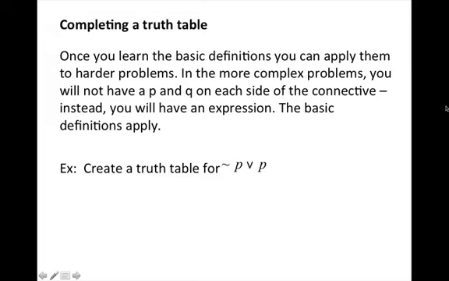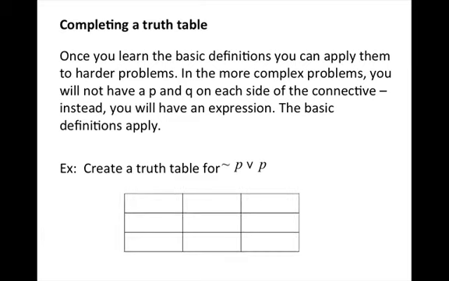So let's create a truth table for not P or P. This time I just have one variable, so this is a two-line truth table. I always start with P. Even though the not P came first, you always start with the basic proposition P. Once I list my P, I'm going to list not P. And then finally, I'm going to find not P or P.